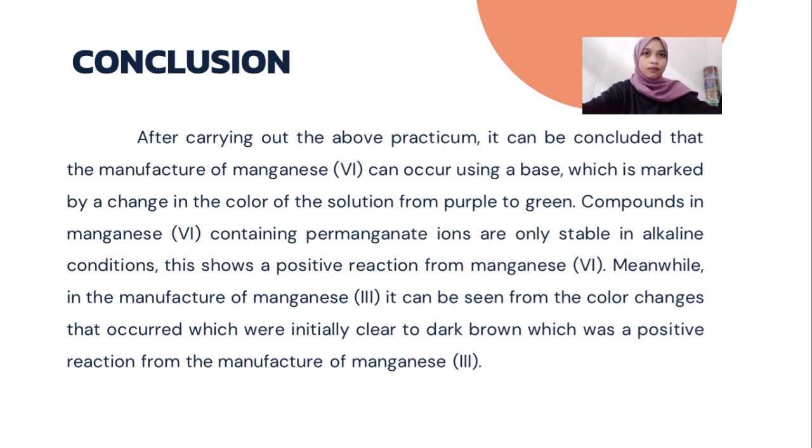concluded that the manufacture of manganese 6 can occur using a base, which is marked by a change in the color of the solution from purple to green. Compounds in manganese 6 containing permanganate ions are only stable in alkaline condition. This shows a positive reaction from manganese 6.